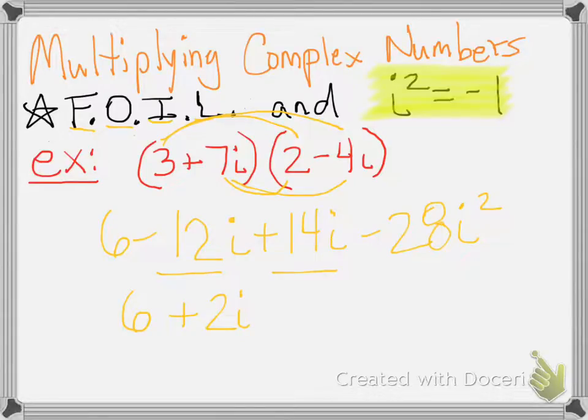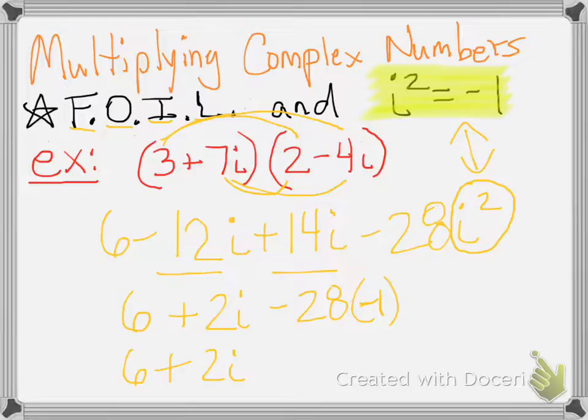And then in my last term, something special happens. i squared in mathematics is equal to negative 1 because of what it says up there. So in that place, I can substitute a negative 1. Negative 28 times negative 1 is positive 28. So my next step will be 6 plus 2i plus 28, changing that to a positive 28. Then I can simplify the last two terms and get 34 plus 2i for my final answer.